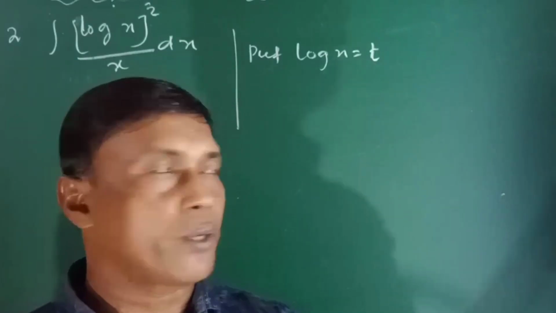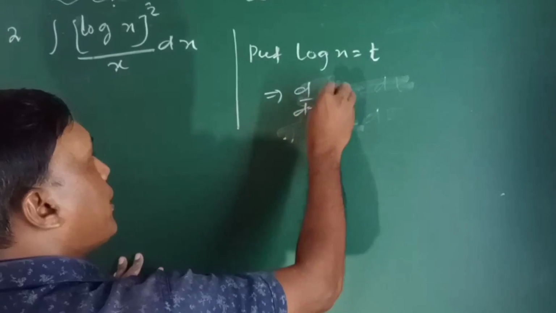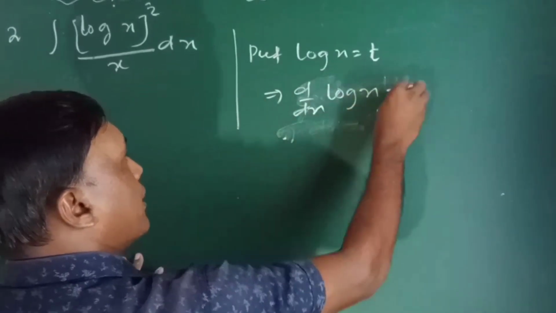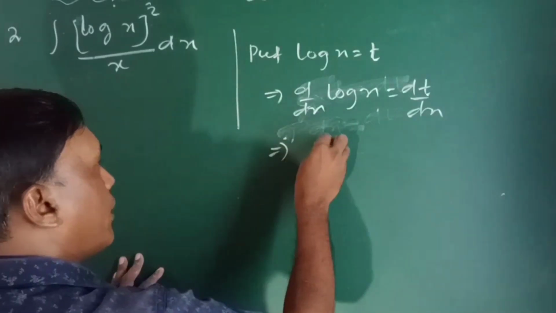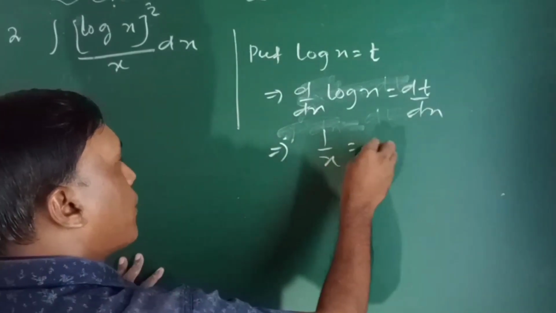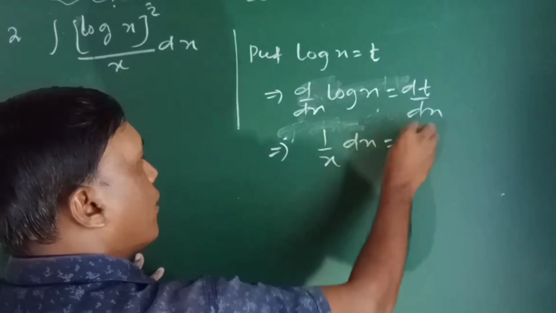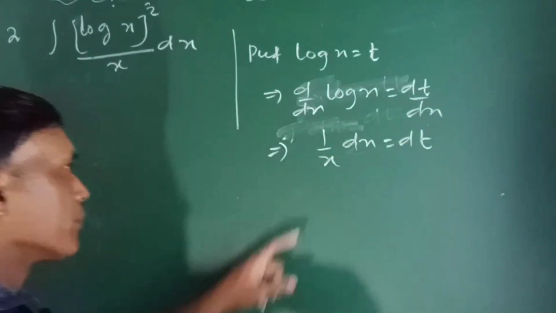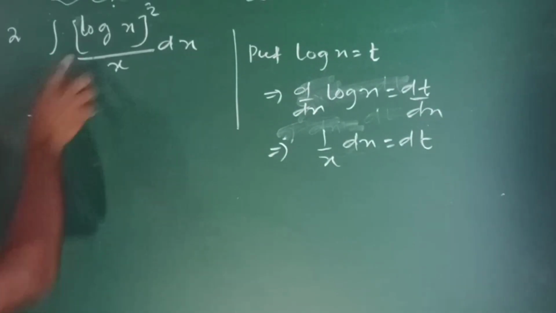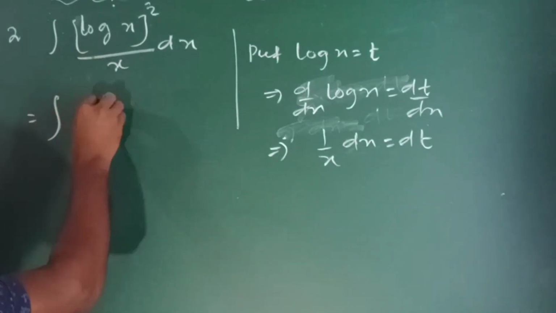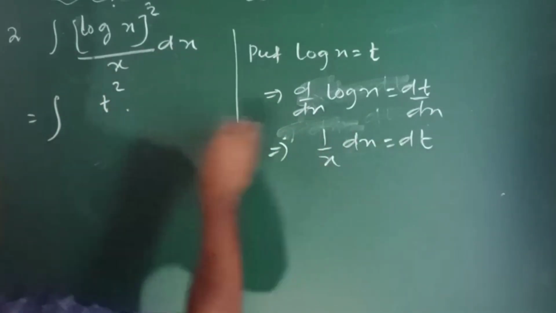So you can substitute, as the derivative of log x is given. Put log x equal to t. Differentiating both sides, d by dx of log x is dt by dx, which implies 1 by x is equal to dt by dx. Multiplying by dx, we find 1 by x dx is equal to dt. Now look here, this is t square into dx by x, and dx by x is dt.